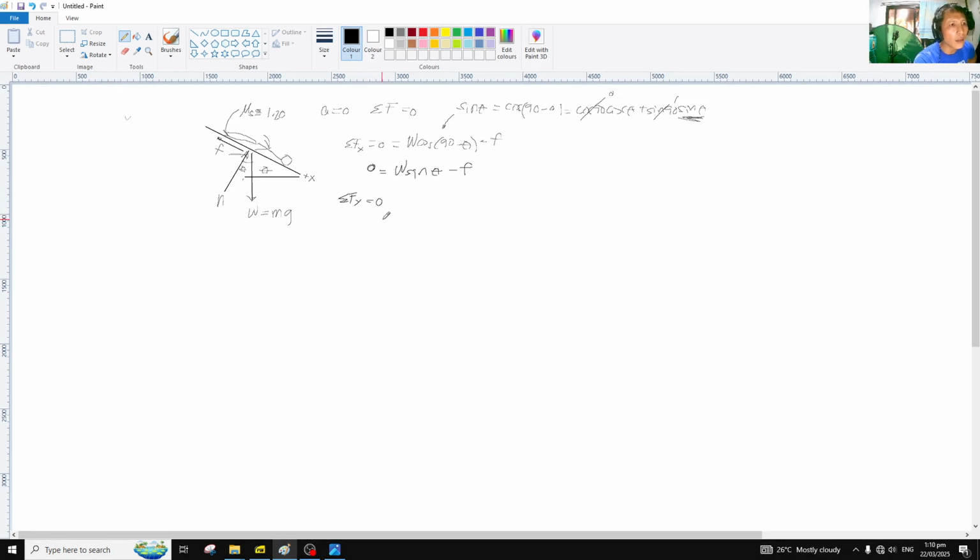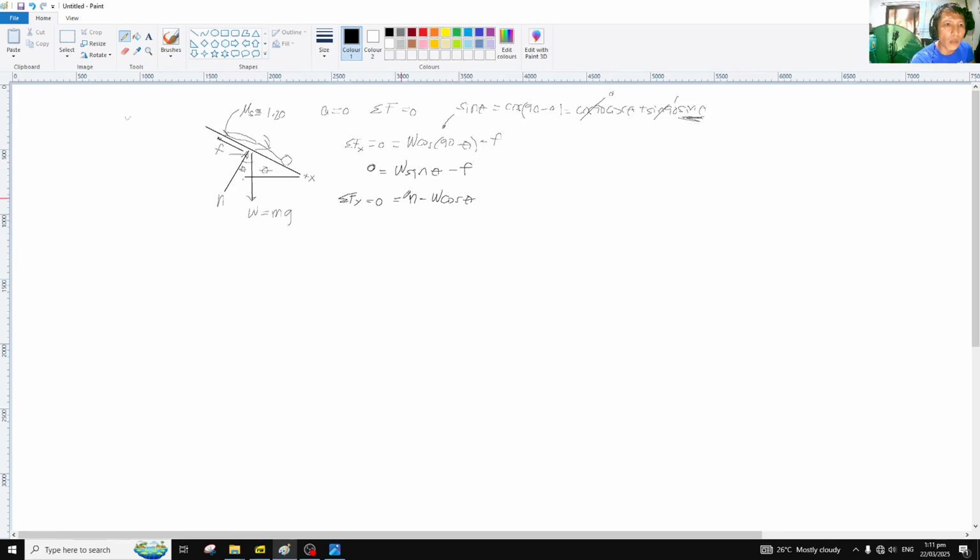The summation of forces on Y is equal to 0. You would have an N and W. Your going up is N, and that should be an N if you tilted the axis. And then your W is somewhat the opposite of that. That would be a W cosine theta. Again, that is the opposite angle. So we use cosine for the Y because that is the opposite angle.